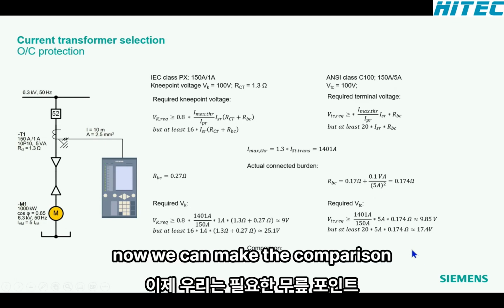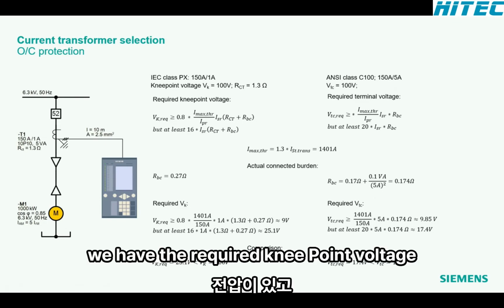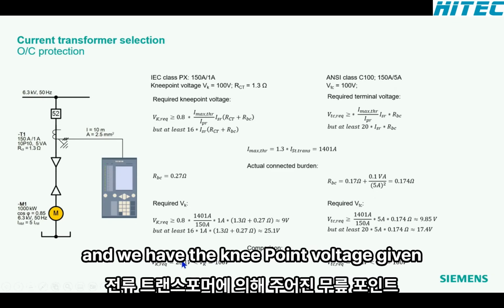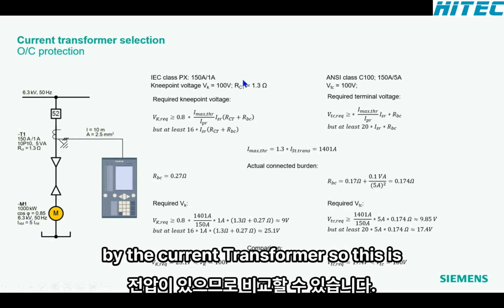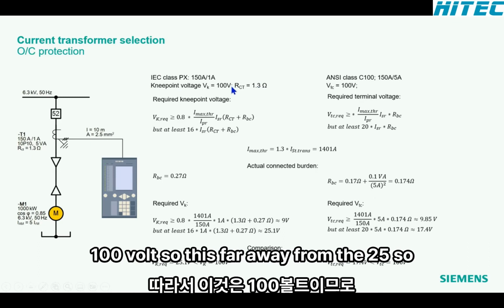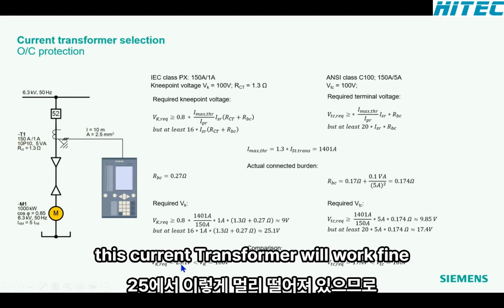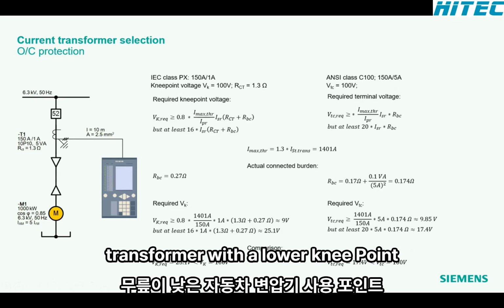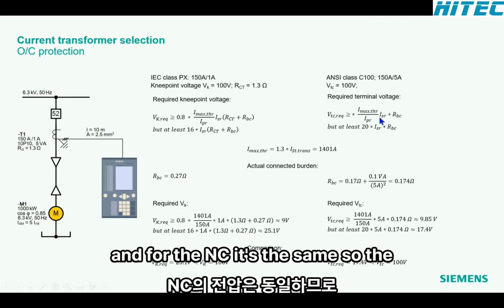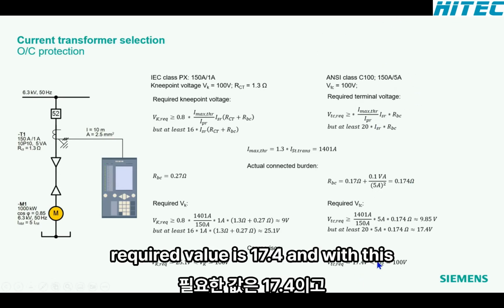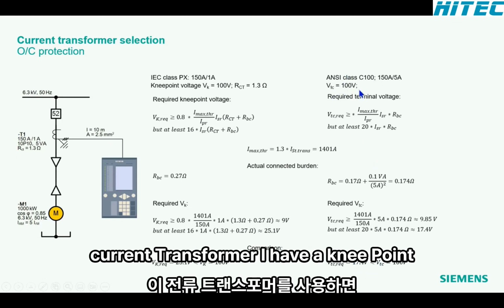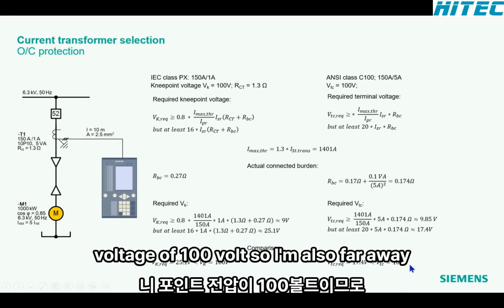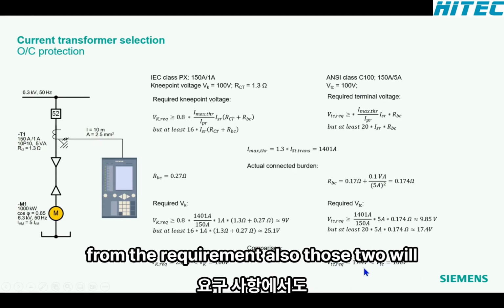Now we can make the comparison. We have the required knee point voltage and we have the knee point voltage given by the current transformer. So this is 100 volt. So this is far away from the 25. So this current transformer will work fine. And I could also think about using a current transformer with a lower knee point voltage here. And for the ANSI, it's the same. So the required value is 17.4. And with this current transformer, I have a knee point voltage of 100 volt. So I'm also far away from the requirement. Also, those two will work.